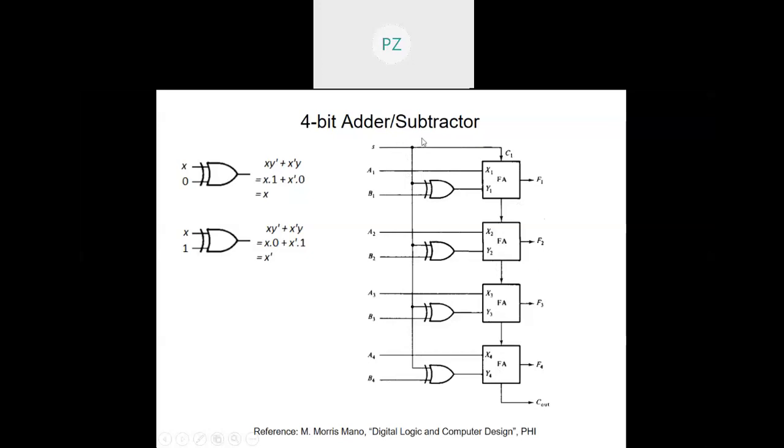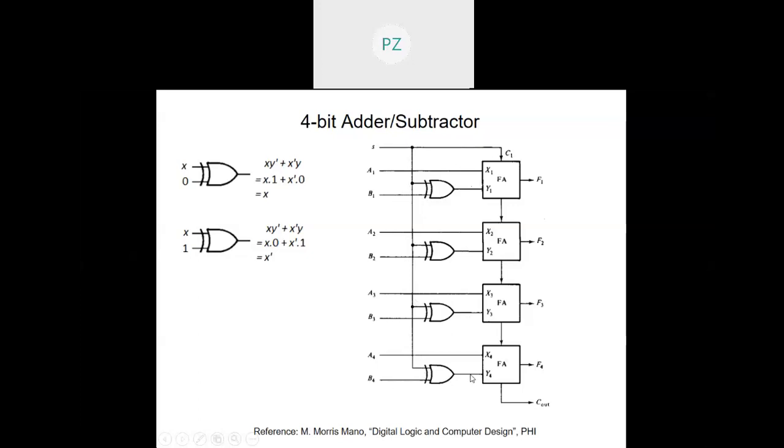Now the interesting thing comes when S is 1. When S is 1, I'll get B1 bar here. We have seen that with x and the other input being 1, it becomes x'. So this S being fed to all of them means 1 is being fed to all of them. So I'll get B1 bar here, B2 bar here, B3 bar here, B4 bar here.